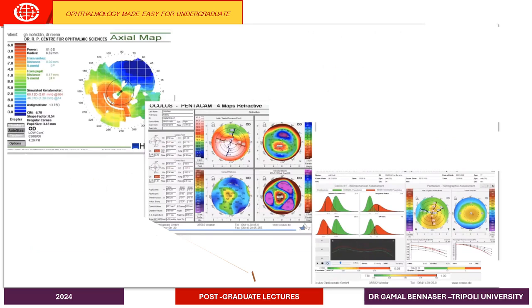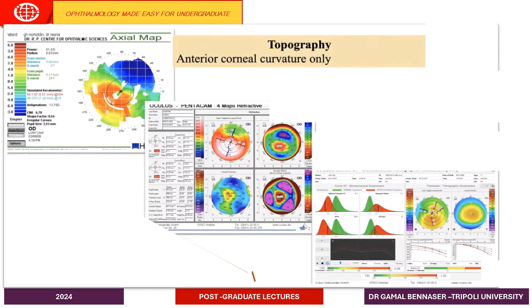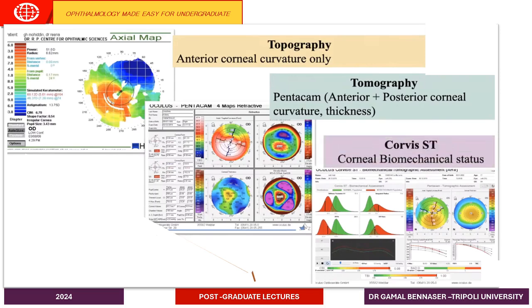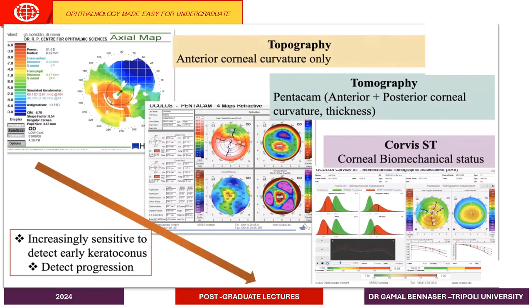Now, as you know, and as we have spoken in the lecture of tomography, the main diagnostic tool for keratoconus is the use of elevation-based tomography. However, topography can still be used to determine, especially, the curvature of the anterior surface of the cornea. And tomography adds more spectrum in the early detection, because the earliest changes in keratoconus usually happen in the posterior surface of the cornea, which can be seen and detected by tomography rather than by topography.